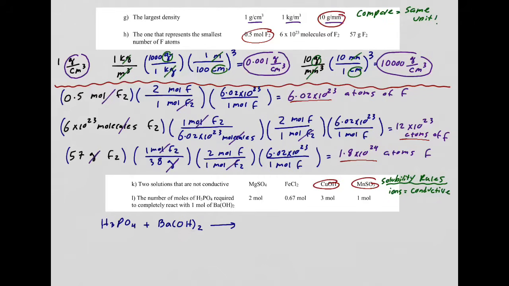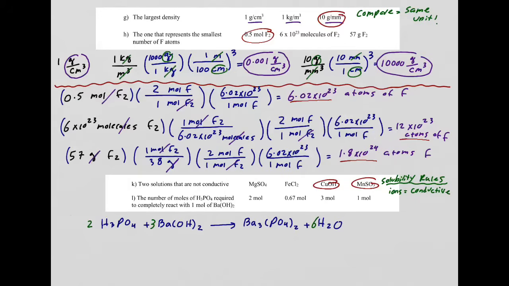This is a double replacement reaction. Ins go with ins and outs go with outs. I know you know this, so I'm just going to write the final product. What I end up getting is Ba3(PO4)2 plus, don't forget, when I have H and OH, what do you get? I get H2O. So I need a balanced equation between phosphoric acid and barium hydroxide. You're going to do the double replacement reaction, and then you are going to balance this equation, and now you have a mole ratio.